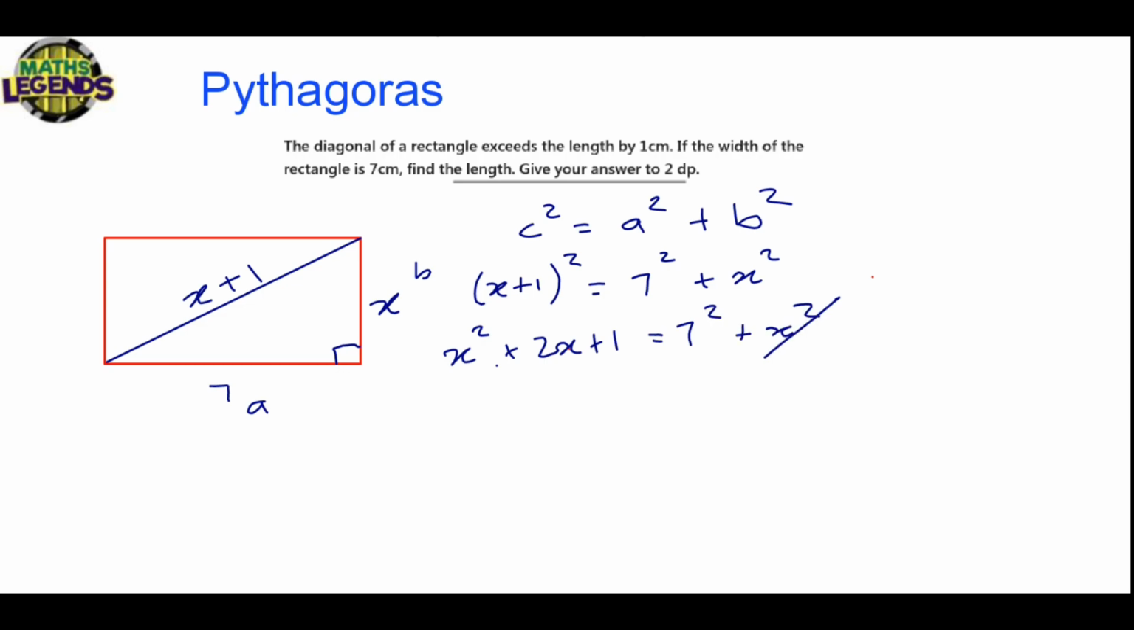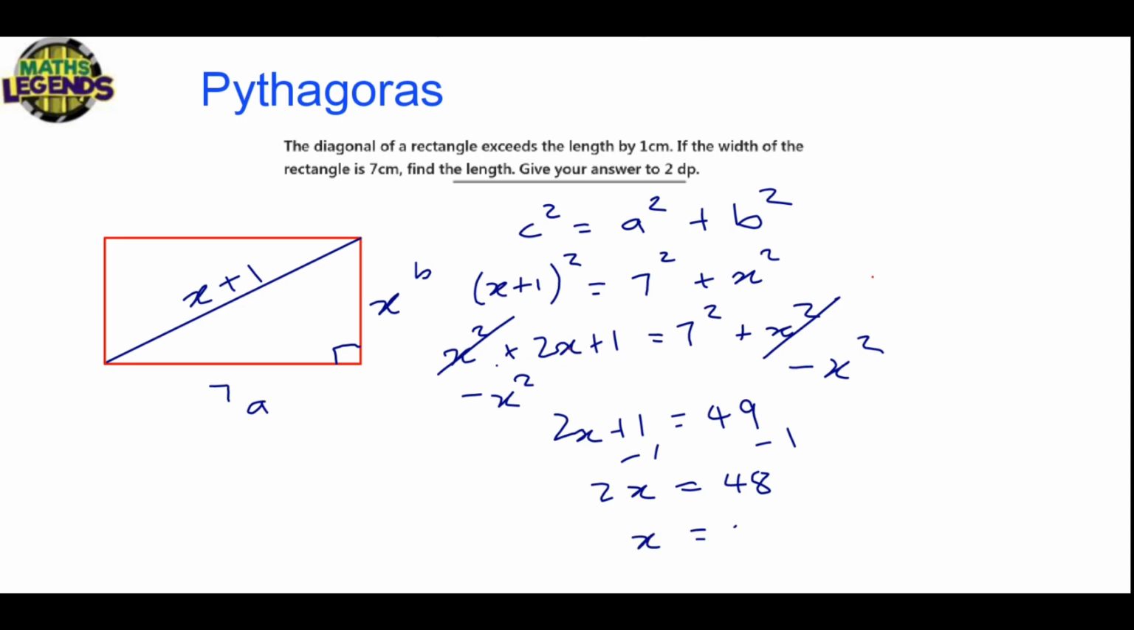We can cancel this with this one by simply taking x squared off on both sides. We simplify the next step, which is 2x plus 1 equal to 49. So this becomes 49 minus 1 and minus 1 on this side. So this simplifies to 48 equals 2x. So x here is 24. So that means our length is 24 centimeters, as our units were given in centimeters.